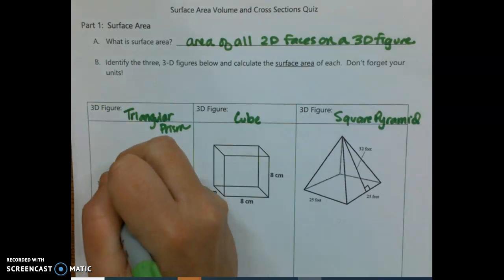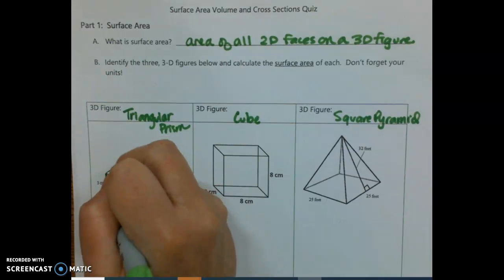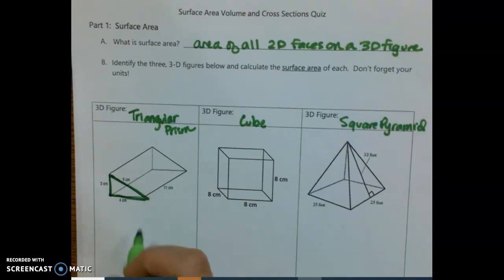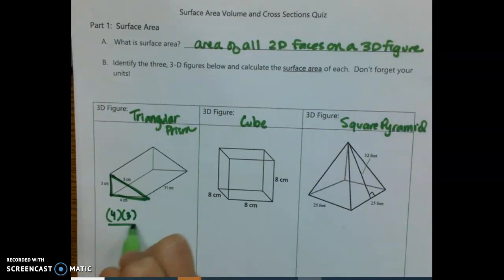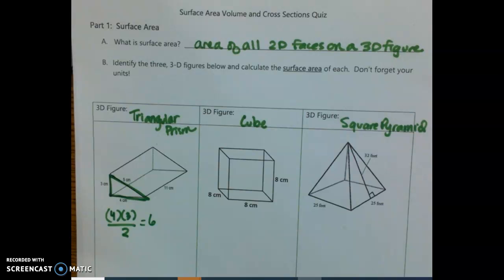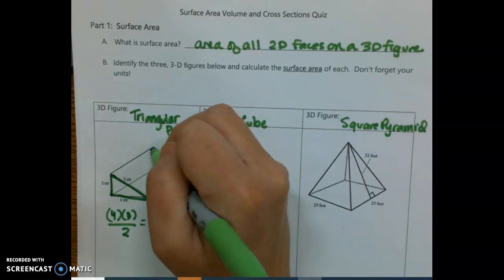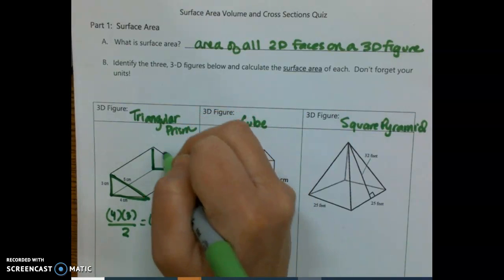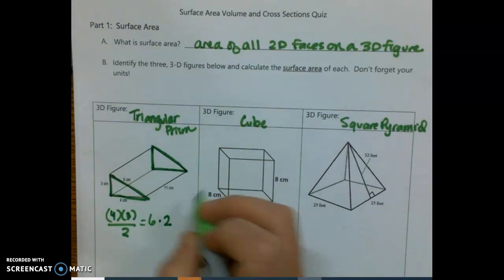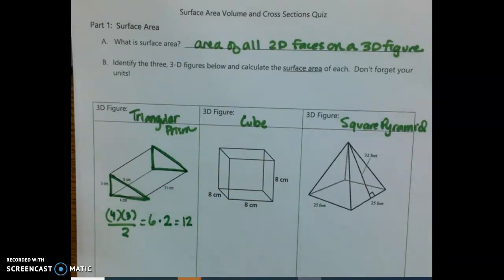Okay, so we're going to start with the base. And we know that the base is a triangle. So to find the area of our triangle, we are going to multiply the base times the height and divide it by 2. So that gives us 6. Okay, now we have 2 triangles. So we are going to go ahead and multiply that by 2 to get the area of both triangles.